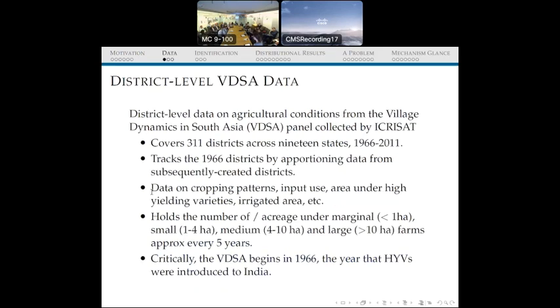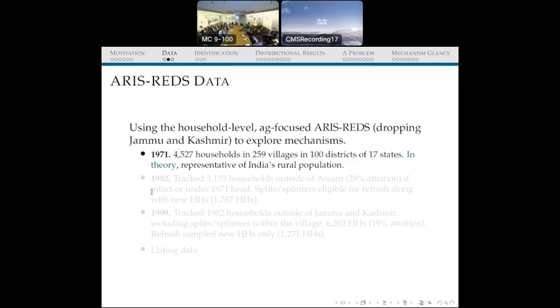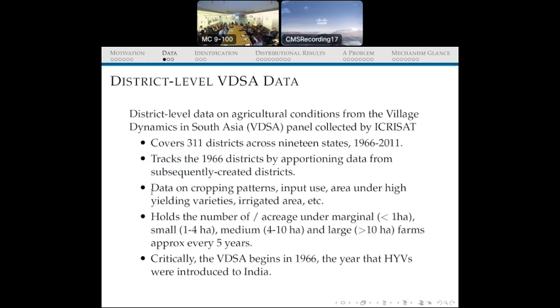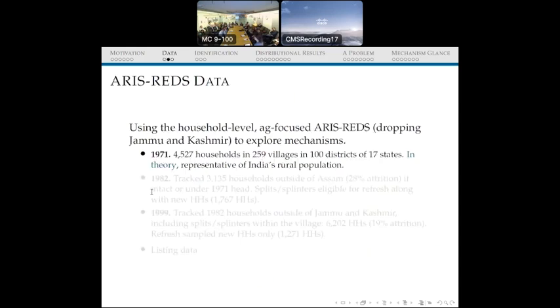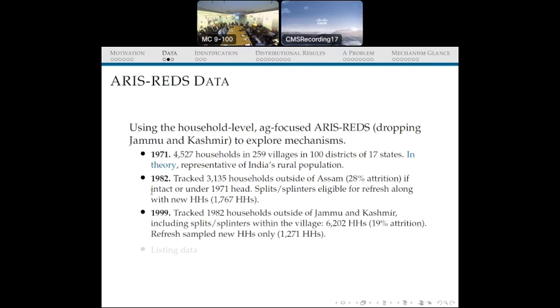So we're using this district level VDSA data. I'm not going to go into this in detail because I know I'm short on time after that problem. But this is tracking high-yielding varieties as well as other agricultural characteristics across districts, but apportioning all back to the 1966 districts, so keeping a panel of these 1966 districts over time. And then I'm using the household level ARIS REDS data set. This is the data set that Professor Rosenzweig wrote 17,000 papers on, all of which I have on my Dropbox. It has three waves of data from 71, 82, and 99. Basically they were tracking families over time, though of course there was a very high rate of attrition.